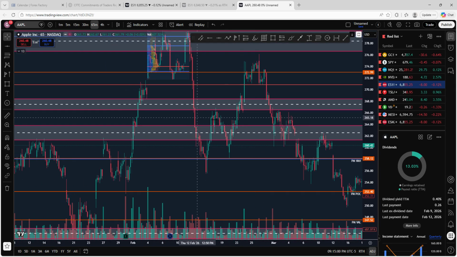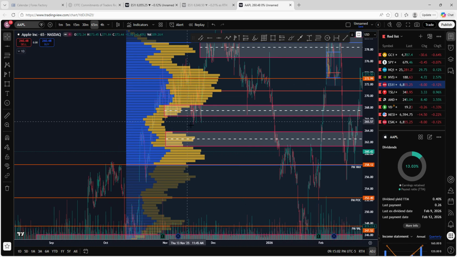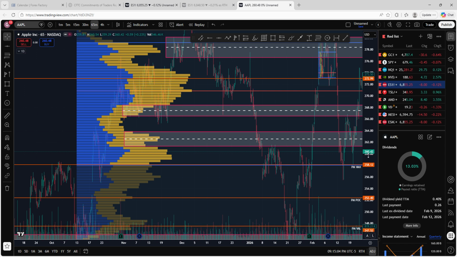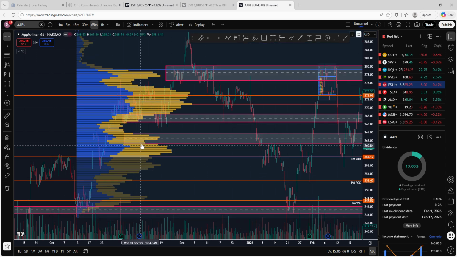So what I like to do now is, if it's on a higher time frame level, I like to grab the ledge of the LVN. Does that make sense to everybody? Hopefully it does.